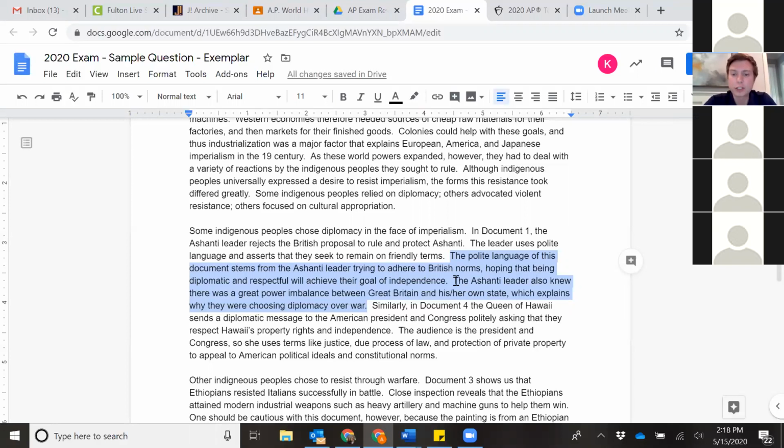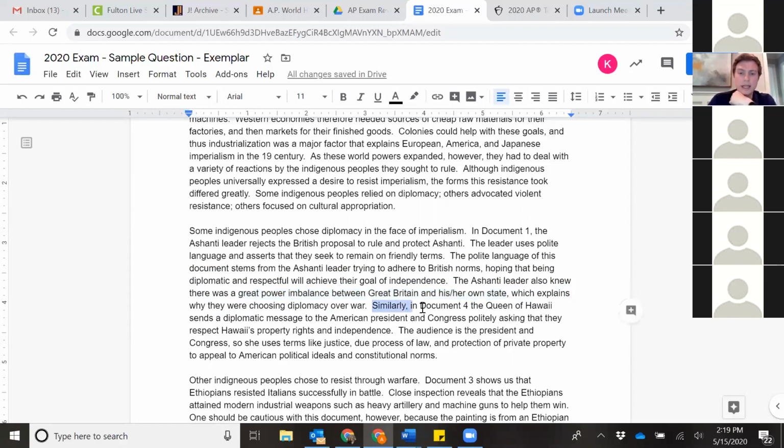Also, the reason the Ashanti leader is being so nice and diplomatic is they know that Great Britain is much more powerful. There's a great power imbalance between Great Britain and Ashanti, mainly due to guns and weapons. In fact, I should have included that. That was my mistake. And this is why they're choosing diplomacy over war. So there I'm kind of sourcing by doing historical context. They're choosing to seek peace and diplomacy because they don't have the same weapons as Great Britain. That's like the H in HIP.